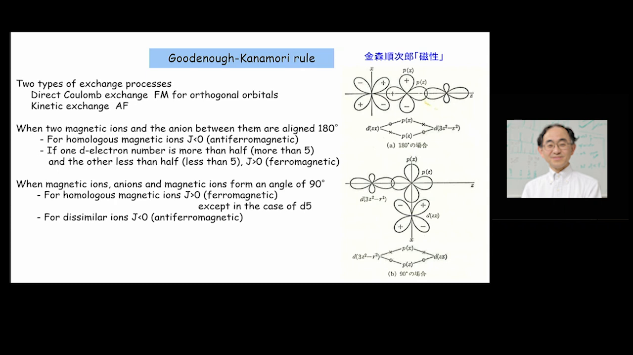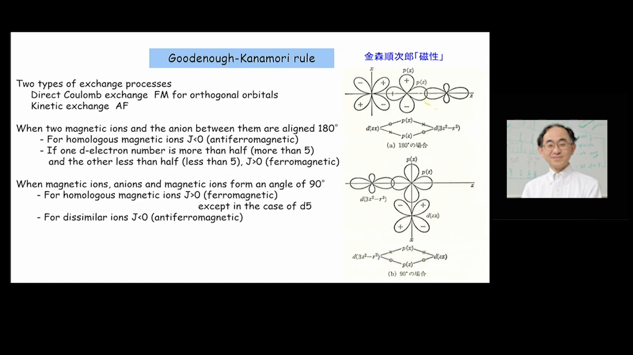So in this case, this exchange process becomes, I think, ferromagnetic, right? Because these two are different orbitals. But once you have homogeneous magnetic ions, the exchange coupling becomes antiferromagnetic.